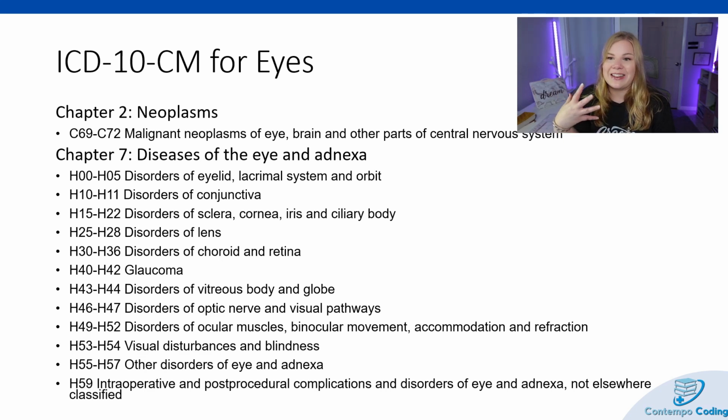So we have disorders of the eyelid, the lacrimal system, and the orbit. Following that is disorders of conjunctiva, then sclera, cornea, iris, and ciliary body. Lens, disorders of choroid and retina, and then we have our H40 through H42 are all the different codes for glaucoma, and we'll talk about glaucoma. Disorders of the vitreous body and globe, optic nerve and visual pathways, followed by disorders of ocular muscles, binocular movement, accommodation and refraction, and then visual disturbances and blindness, other disorders of the eye and adnexa, and then H59 is our intraoperative and postoperative complications and disorders of eye and adnexa not elsewhere classified.